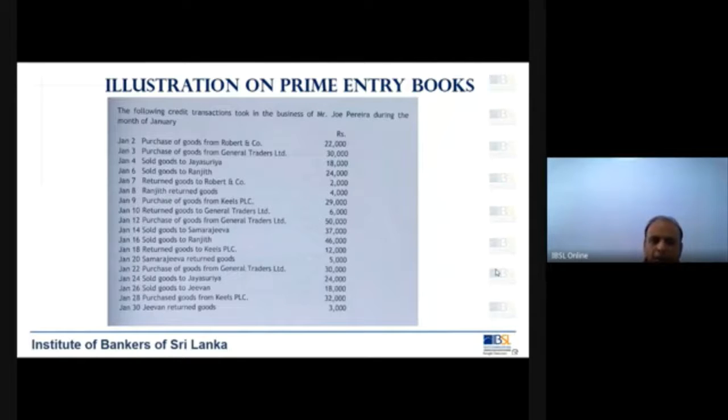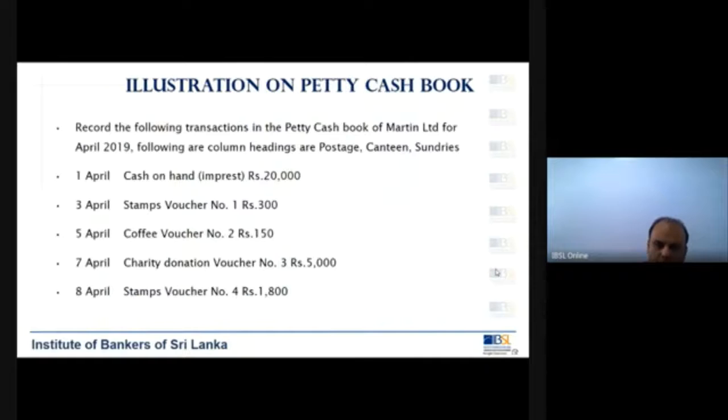So let us go through the transactions, like what has happened, the following credit transactions. When you read, it says credit transactions. So it means none of these transactions are for cash. It's all on credit basis, right? These took place in the business of Mr. Joe Pereira during the month of January. So they have given you the dates, what the transaction is, and the transaction amount.